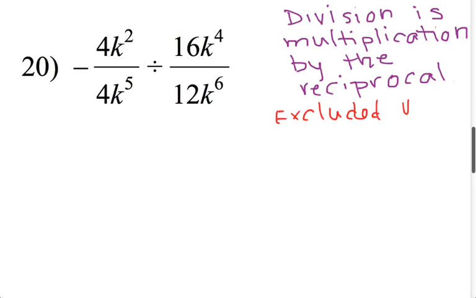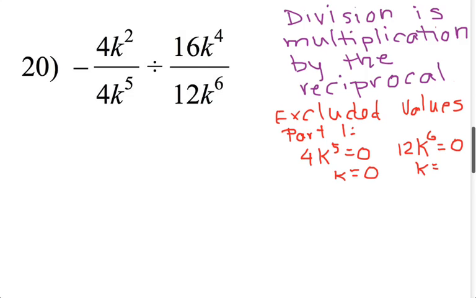The excluded values we're going to take in 2 stages, because we have one set of denominators, and then after we rewrite it as a multiplication, we're going to have another denominator that we don't have. So right now, both of these denominators give us 0 as an excluded value. That's fine. So let's rewrite this now as multiplication.